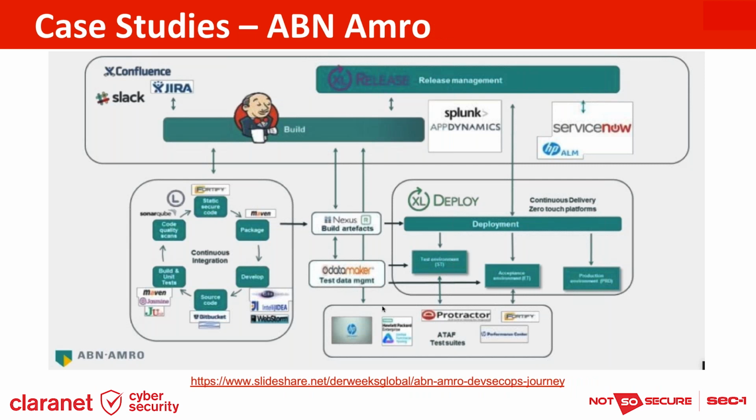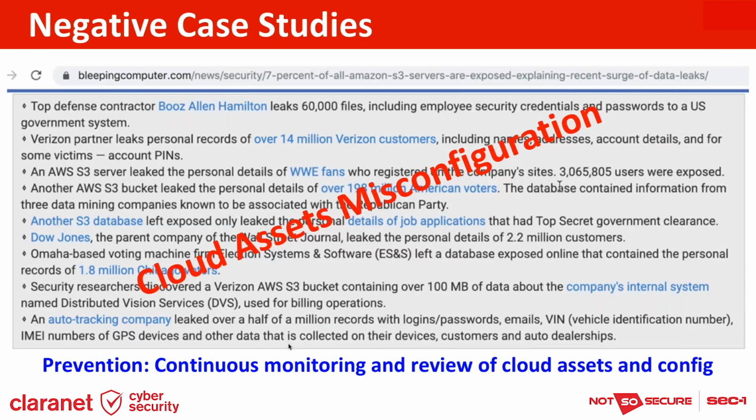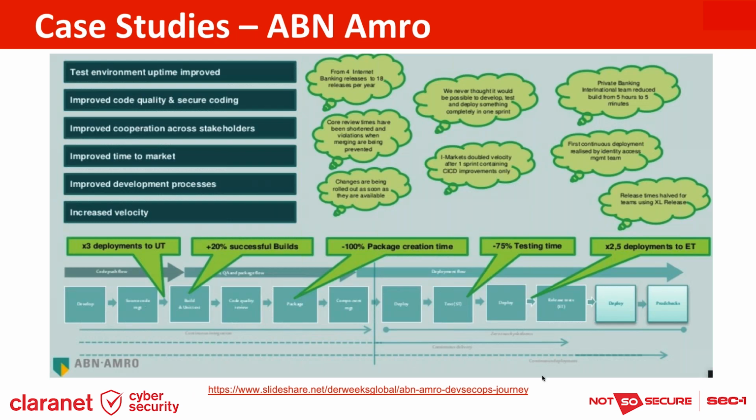This is IDE Amro. Again, you can see the build process has a bunch of different security checks added in. And this is how IDE Amro has gone in and deployed DevSecOps, or security in the DevOps environment. This was the advantage. They had 20% more successful builds, 75% less test timings. They had minus 100% bogus package creation, and they had a bunch of other improvements.